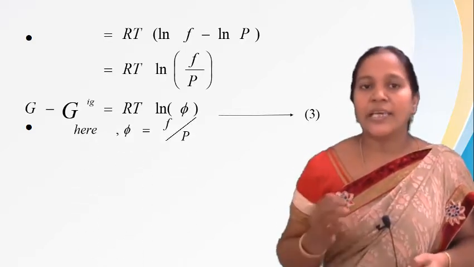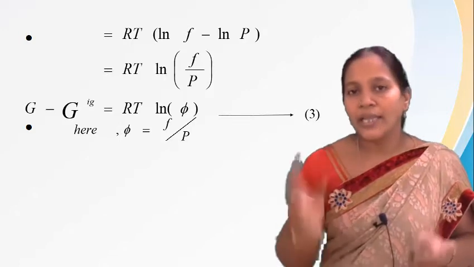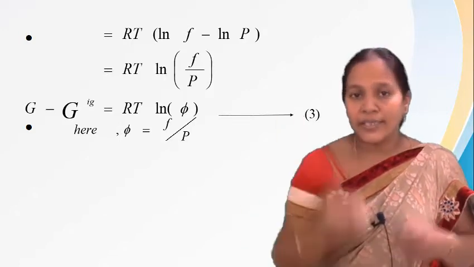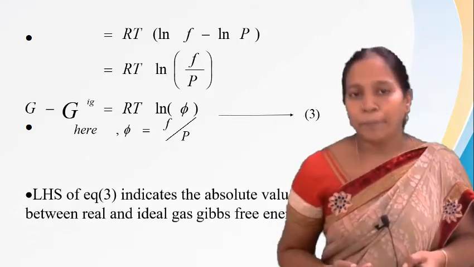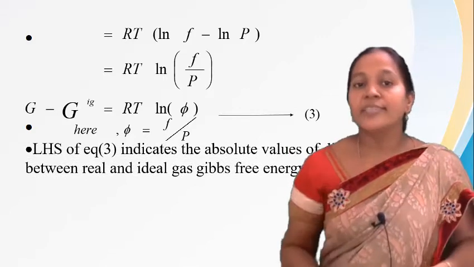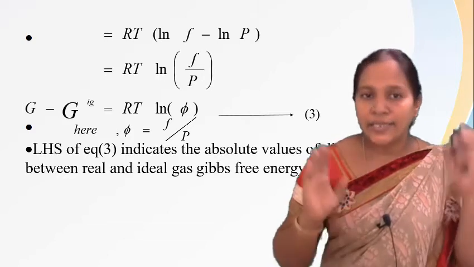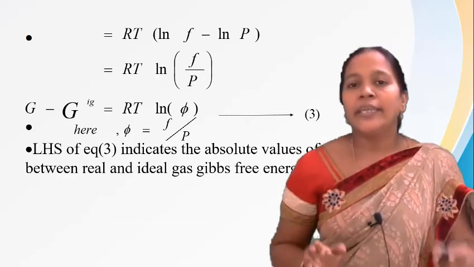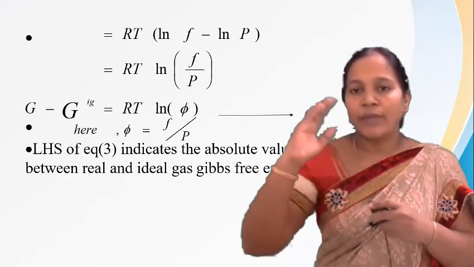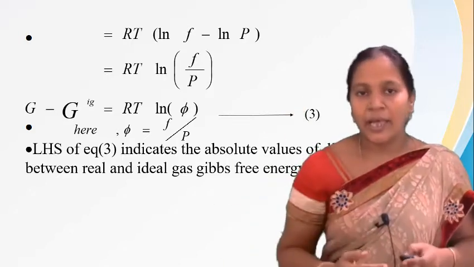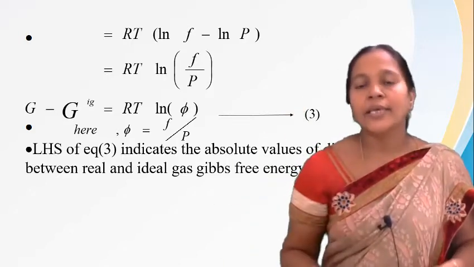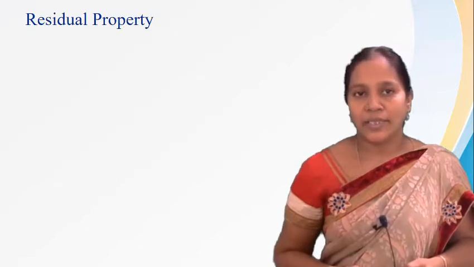Therefore, G minus G^ig is equal to RT ln phi, noted as equation 3. Here phi is equal to f by P. Phi is called the fugacity coefficient. The left-hand side of equation 3 indicates the difference between the real and ideal gas Gibbs free energy.